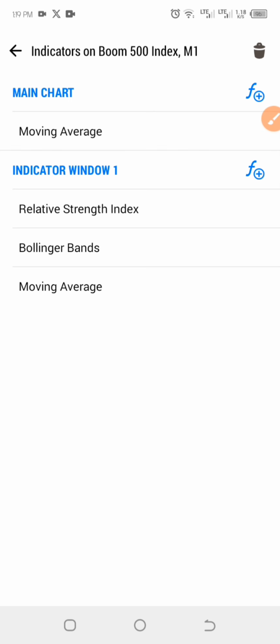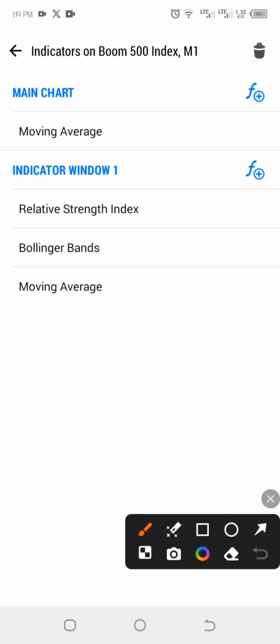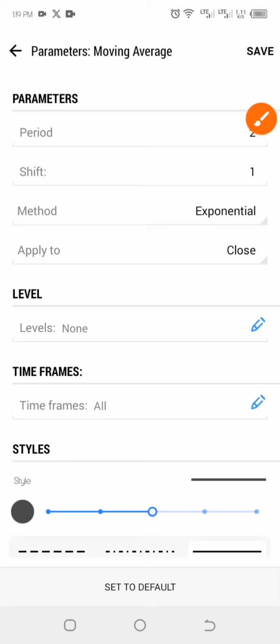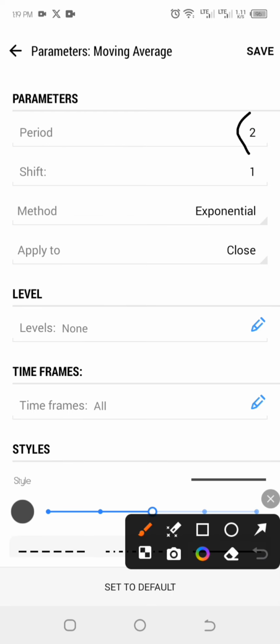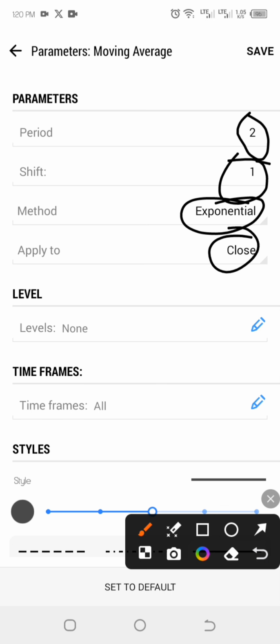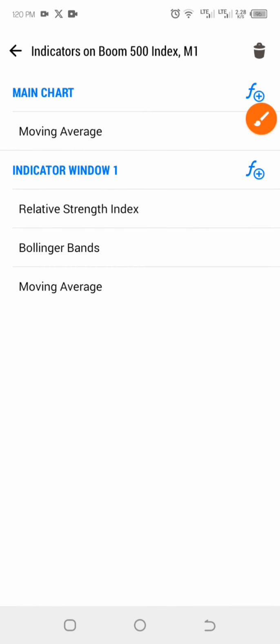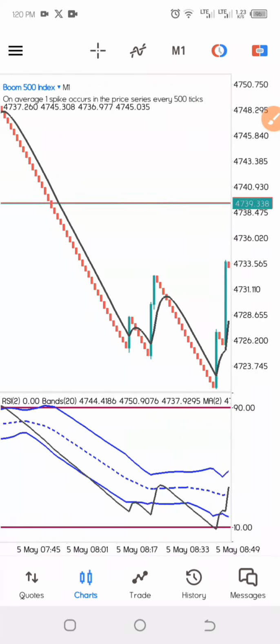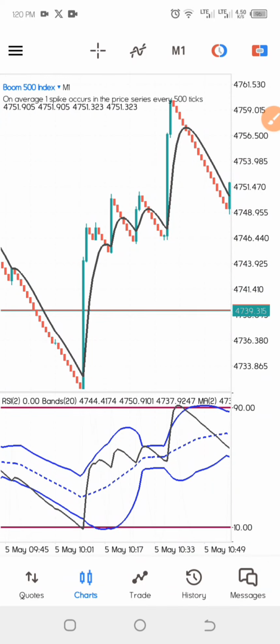Now, for the last but not the least indicator, which is going to be the moving average. How do we add the moving average? We click on this indicator, the F plus, we search for our moving average and click on it. For the parameters, the period is 2, shift is 1, method is exponential, apply to close. For the style, use the color of your choice and click on save. Once you do that, you're going to have your moving average in your chart. So that is all the indicators we are going to need for this strategy. After adding the indicators, this is what your chart is going to look like. So what is left for you now is to start using the strategy to make your money.